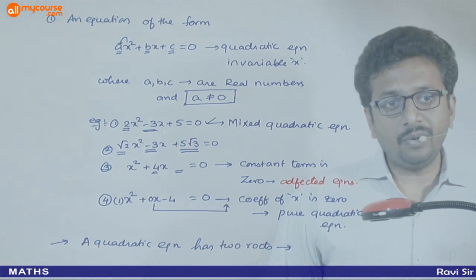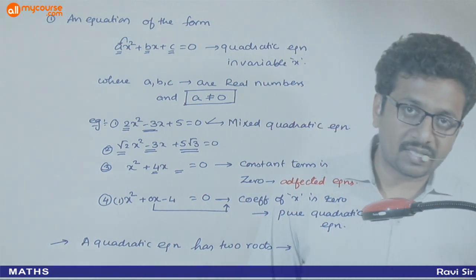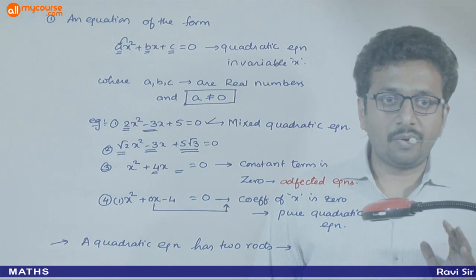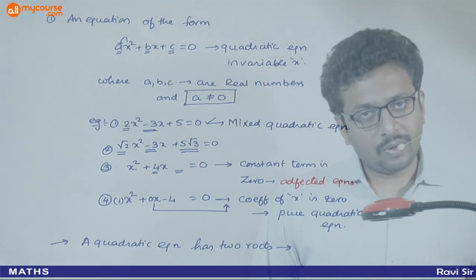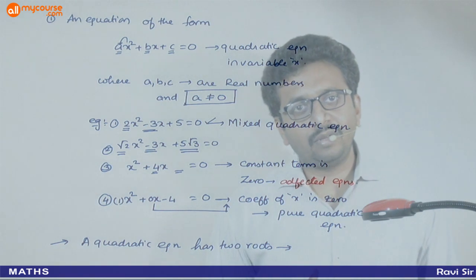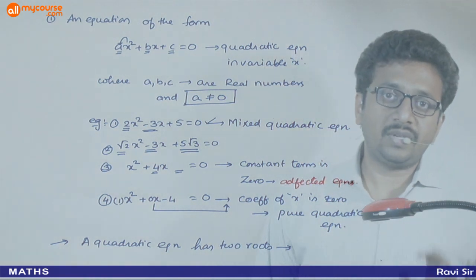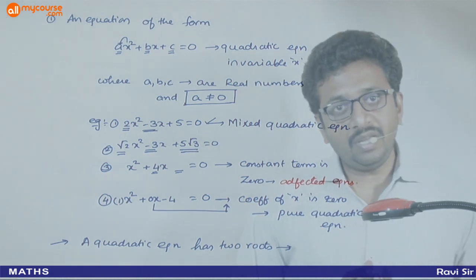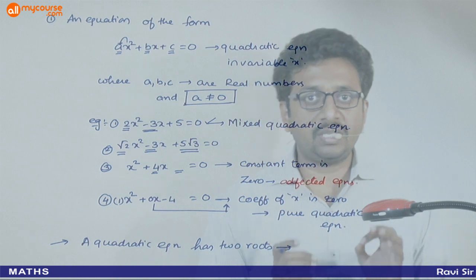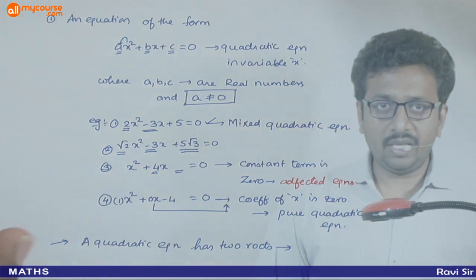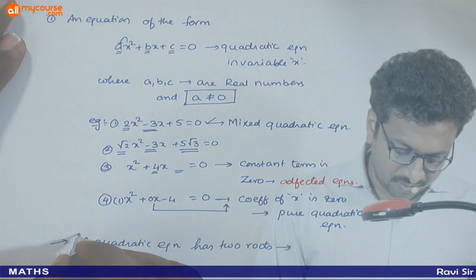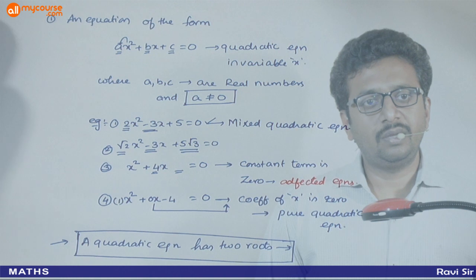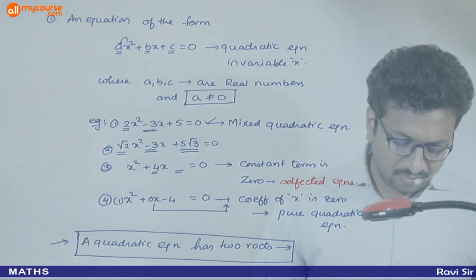What is the meaning of a root? A number or a value of x, a value of the variable which satisfies the equation, is called a root of a quadratic equation. कोई भी equation का root का मतलब क्या है? The value of the variable which satisfies the equation. So if you take any quadratic equation, there will be two numbers which satisfy the quadratic equation. That means a quadratic equation has how many roots? Two roots. Clear?